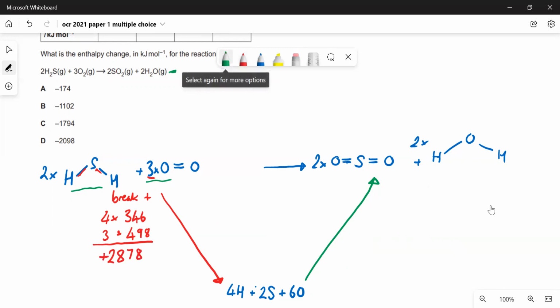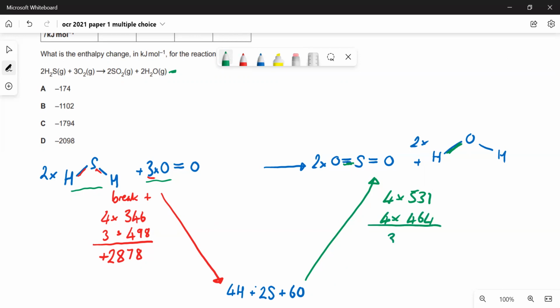Now, on this green arrow, we're building all the gaseous atoms back up into new molecules. So what are we forming here? We're forming 4 of these sulfur oxygen double bonds, and they have a value of 531. And we're also forming 4 hydrogen oxygen bonds there, and they have a value of 464. Add all that lot up together, you get 3980. And importantly, because we are making the bonds, this is going to be exothermic. So we put a negative sign in there.